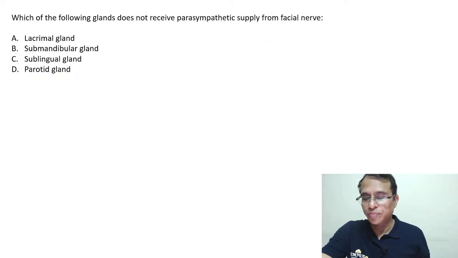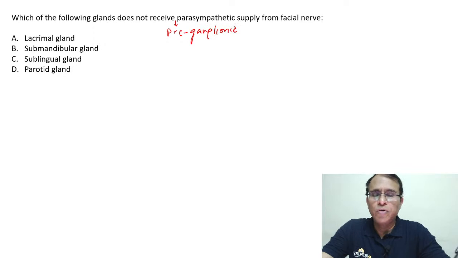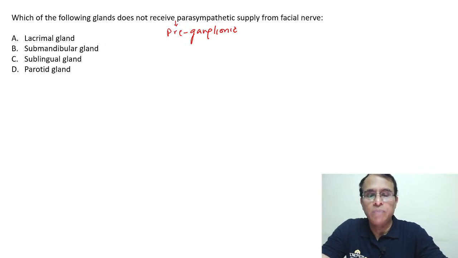Question number 2. Now this one is an interesting question. Which of the following glands does not receive parasympathetic supply from the facial nerve? Or you can add preganglionic parasympathetic. That's if you want to add, otherwise also it's a correct answer. Is it the lacrimal gland, submandibular gland, sublingual gland, or parotid gland? So try to answer this question, guys.